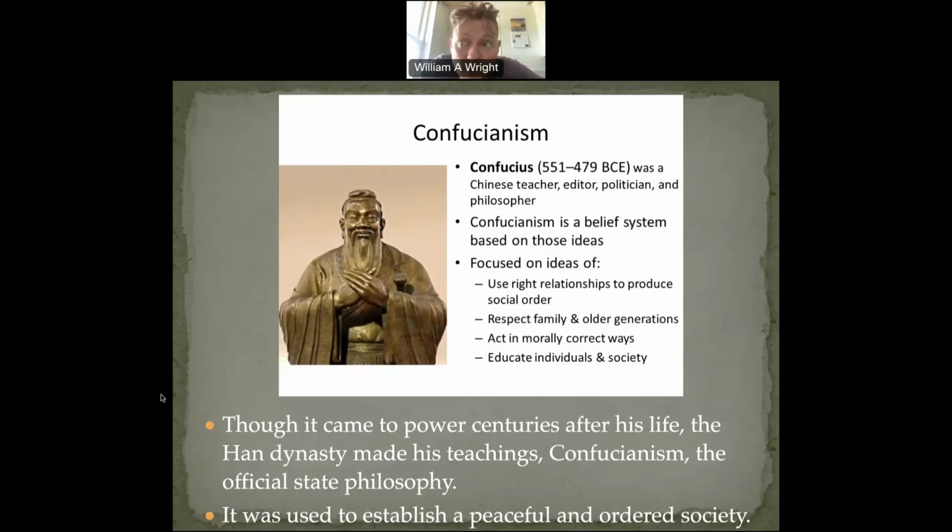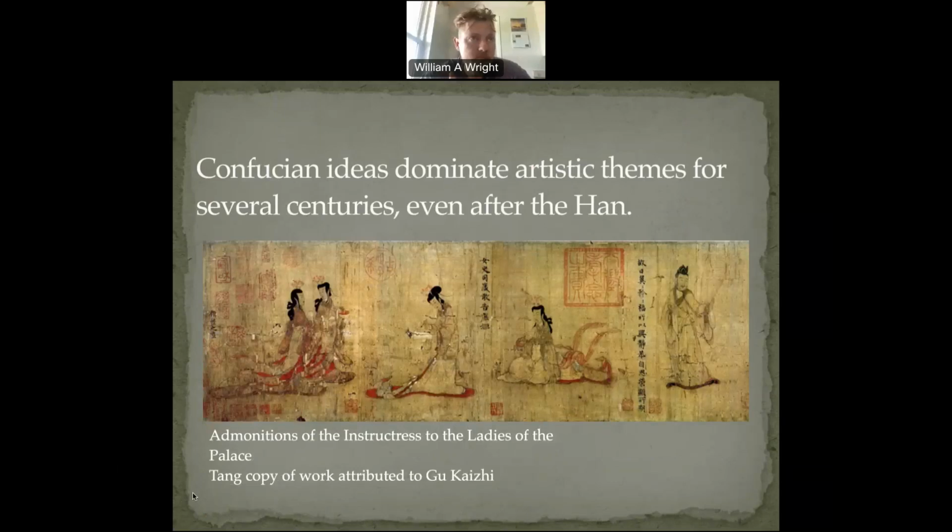Acting in a morally correct way, again, focusing on being good and being the best that you can be, it's a decision that societies have to make to say, hey, let's actually be good. And then, of course, Confucianism is also big on education. Every individual and all of broader society should seek to be educated and to know scholarly ideas. It helped establish a peaceful and ordered society. The Han lasted several hundred years, and Confucianism is one of the peaceful ways that this is allowed to happen.